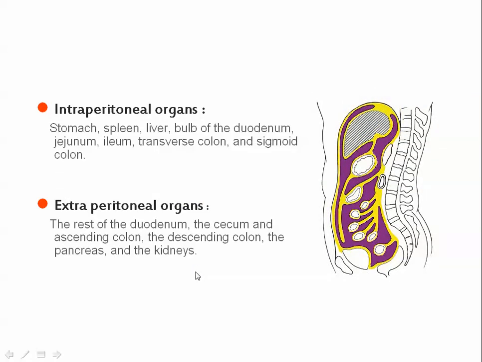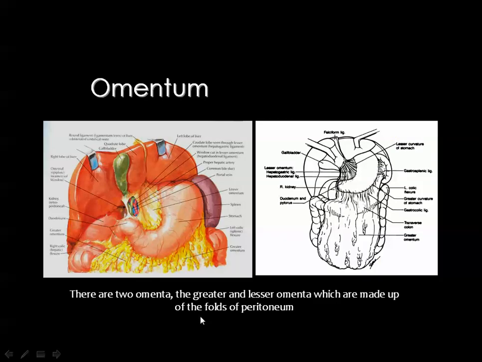Then we have intraperitoneal organs, which include the stomach, the spleen, the liver, the duodenal bulb, the jejunum, ileum, transverse colon, and the sigmoid colon. The extraperitoneal structures include the rest of the duodenum, the cecum and the ascending colon, the descending colon, the pancreas, and the kidneys, which are of course located in the retroperitoneal area.